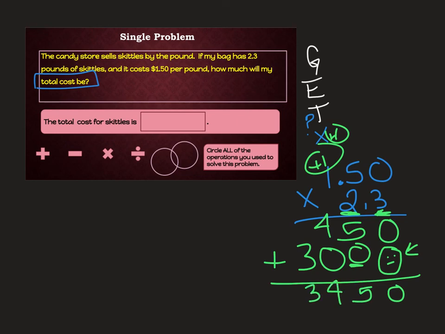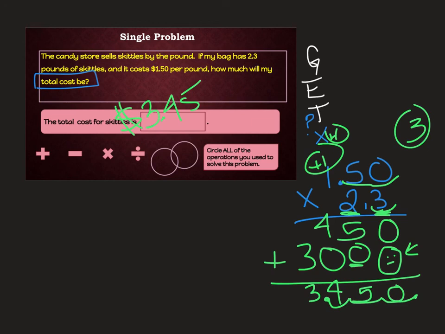So 3,450 seems like a lot of money to pay for a little bit over 2 pounds of Skittles. So I can't forget my decimals. I have 2 decimal spaces here, and I have 1 here for a total of 3 decimal places. So I'm going to start all the way on the right and move my decimal 3 places. 1, 2, 3, right between the 3 and the 4, which makes that $3.45. Much more reasonable answer, right?